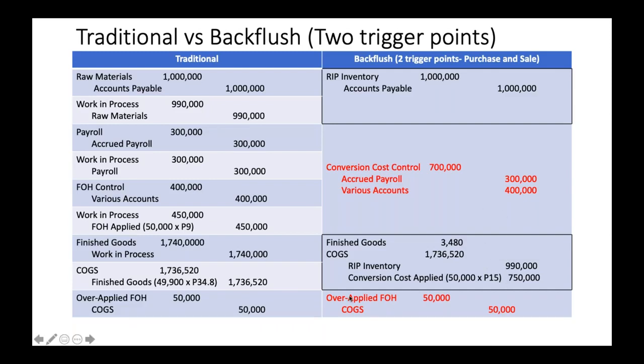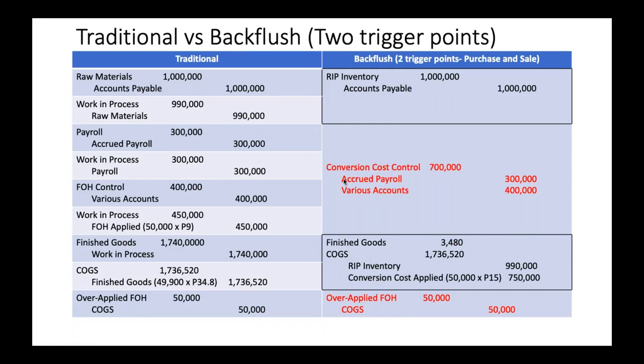So upon sale, we have a cost of goods sold debit 1,736,000, and that is 49,900 at 34.8. And then since we have knowledge that the actual finished goods that we produced is 50,000 units and we only sold 49,900, the 100 units multiplied by 34.8 standard unit cost is the finished goods inventory.